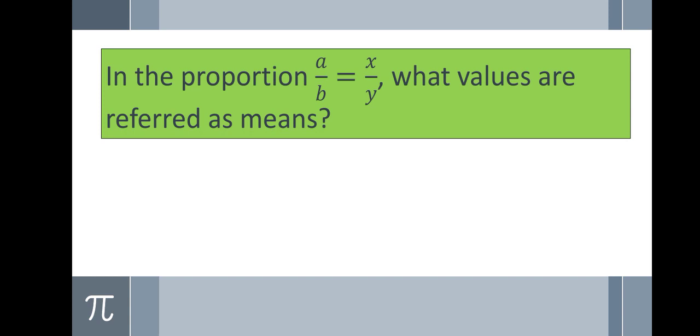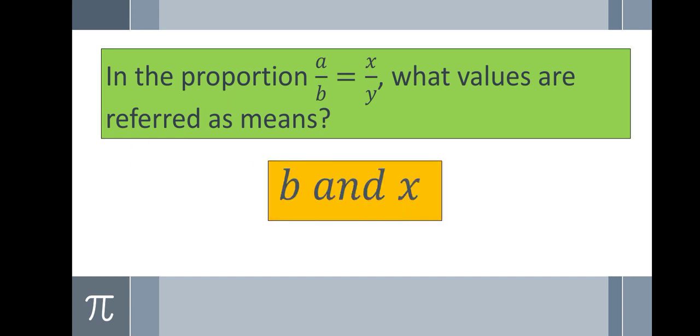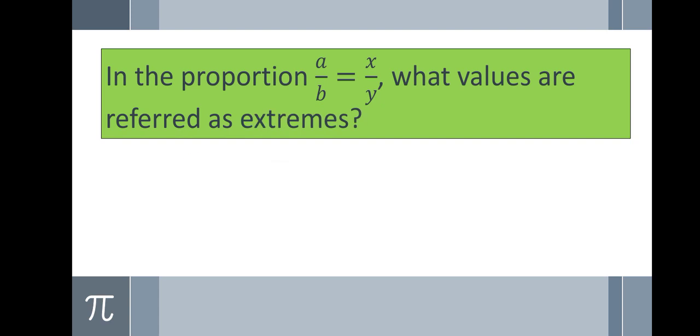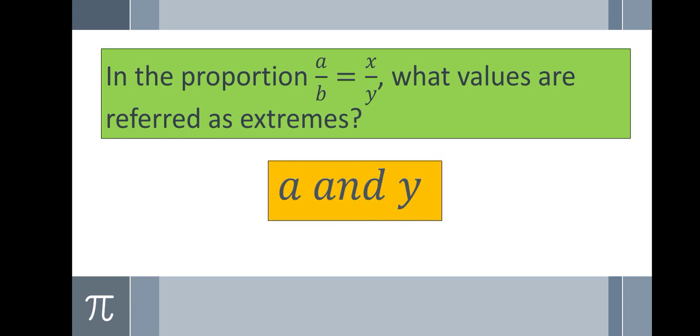In the proportion a over b is equal to x over y, what values are referred to as means? When we talk about means of a proportion, that is the inner value. So the inner values for this proportion are b and x. How about its extremes? Extremes can be found at the outer part of your proportion. That is a and y. These are the extremes.